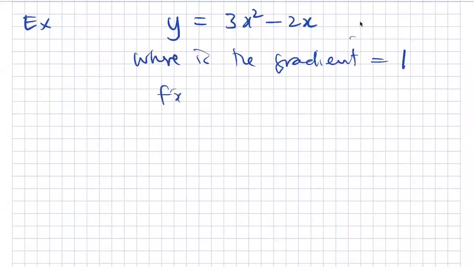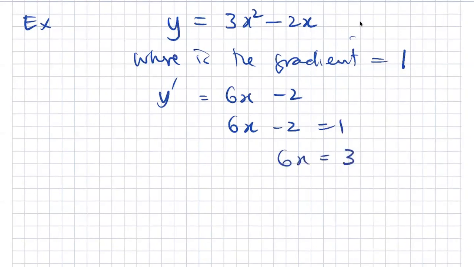So let's differentiate. We're going to put y prime equals 6x minus 2. Set that equal to 1. Fantastic. And then I get 6x is equal to 3 by adding 2 to both sides. And if I divide through by 6 on both sides, x is equal to 1/2. So that's it. We're done there. So when is that equal to 1? Well, when x is equal to 1/2.